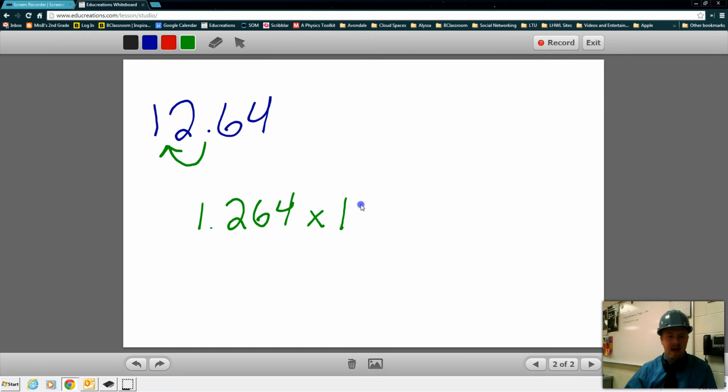1.264 times 10. Okay, now my number was larger than 1, and I moved the decimal 1 place to the left. So in doing so, what I'm seeing here is that I actually want to be able to put the decimal here. So if I were to multiply this by 10, it would actually become 12.64. So I don't really want to change the 10, but I still need the exponent. So I'm going to go ahead and put a 1 here, and then I'm done.